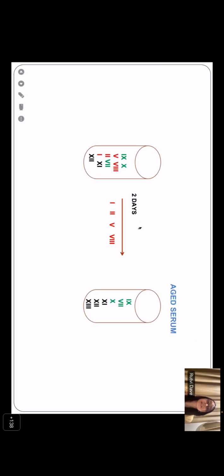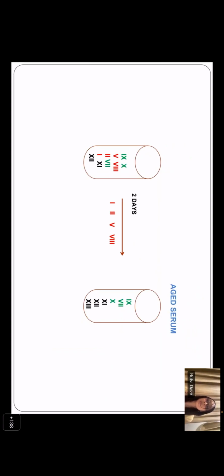What we get by mild centrifugation is platelet-rich plasma. Serum is devoid of clotting factors. Yes, serum is devoid because you have allowed the blood to clot. So serum does not have fibrinogen, factor 2, all that is consumed in the process of clotting.